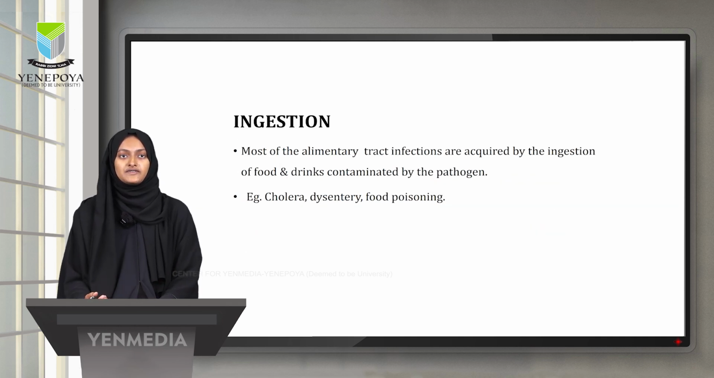Ingestion. Most of the alimentary tract infections are acquired by the ingestion of food and drinks which are contaminated by the pathogen. For example, cholera, the causative organism is Vibrio cholerae. Dysentery, it can be amoebic dysentery as well as bacillary dysentery, and food poisoning.